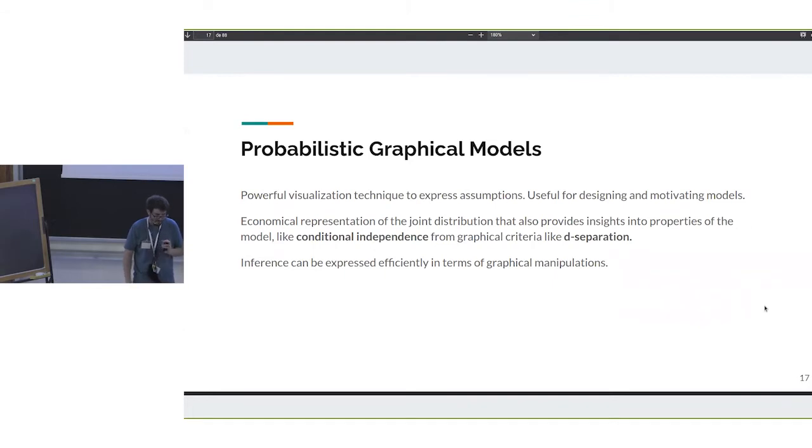And one very interesting thing is that inference can be expressed very efficiently in terms of graphical manipulations. And you have some exact algorithms that in practice you don't use, but also some approximate algorithms that are really powerful and that can take full advantage of the use of this graphical structure. So this is something that I think is really useful, and it's one tool that one has to keep in mind when trying to decide the use of models in a given task.